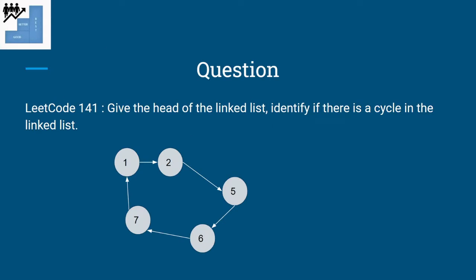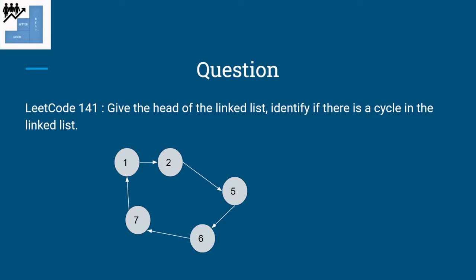Let's get on to understanding the question. So we are given the head of the linked list. So this is the head. Sorry, I didn't mark it over here, but this is the head of the linked list. And if there is a loop in the linked list, which means that some other node in the future is again pointing to the head of the linked list, in that case, it forms a cycle. And if such a cycle exists, then return true or else return false.